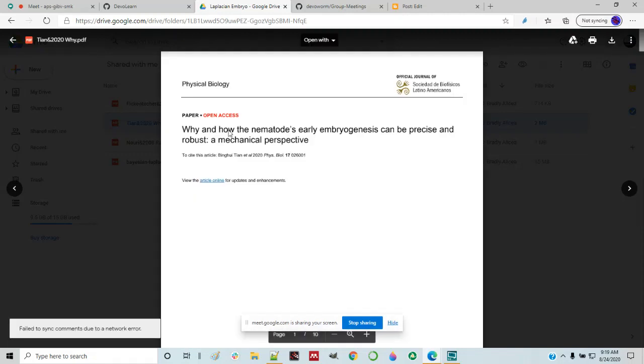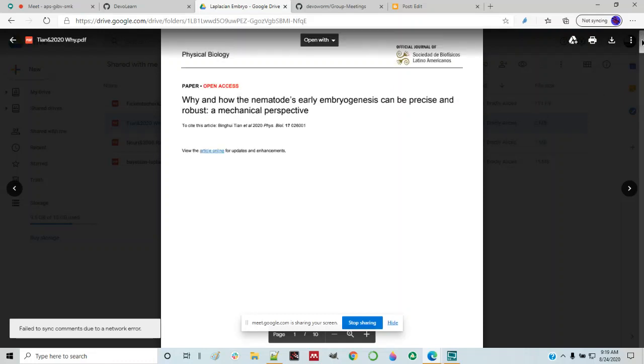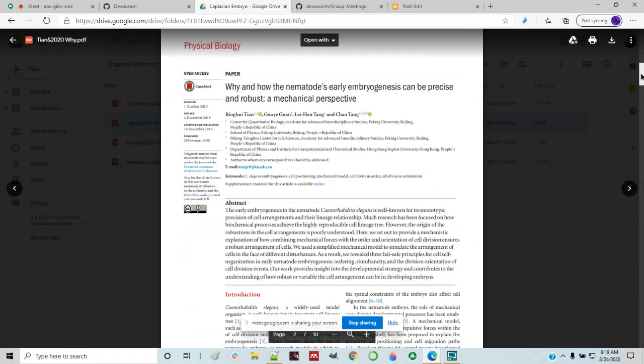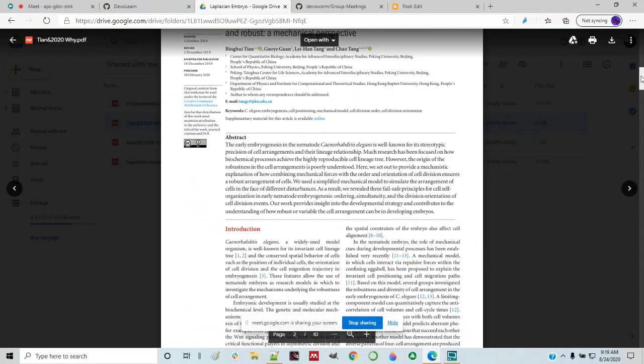Then we have the Tian paper, why and how the nematode's early embryogenesis can be precise and robust. This is a physical biology journal, and this is the early embryogenesis in the nematode C. elegans, which is well known for its stereotypic precision of cell arrangements in their lineage relationship. That means you can calculate a cell lineage tree, and it's the same in every embryo except for a mutant, and it happens the same way for every egg that forms into a worm.